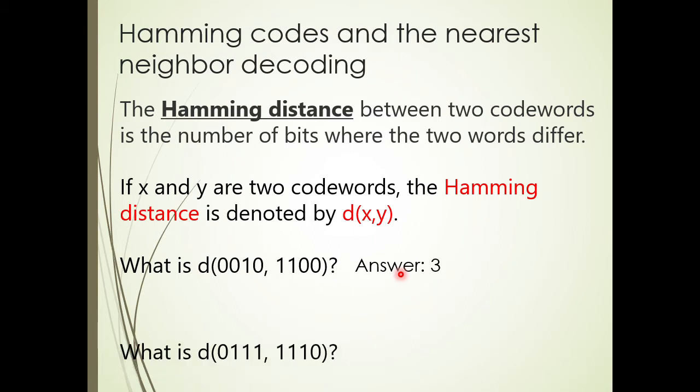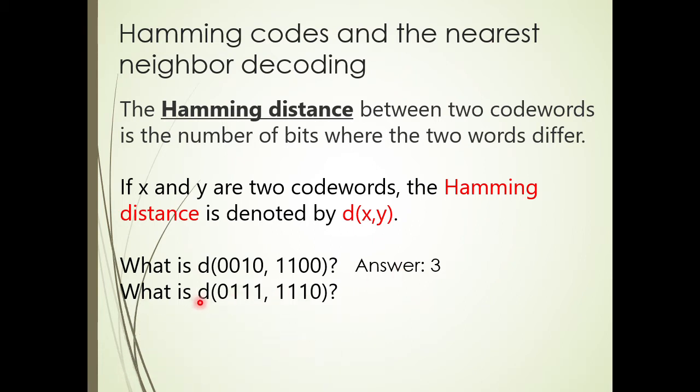Let's try another one. What is the Hamming distance between 0111 and 1110? In this case, the two words differ in the first and the last bit. Therefore, the Hamming distance is 2. What about this one? What is the Hamming distance between 00100 and 00001? Please comment below for your answers.